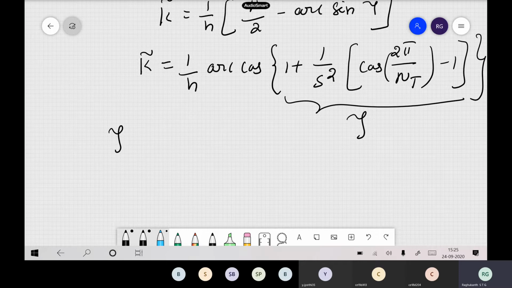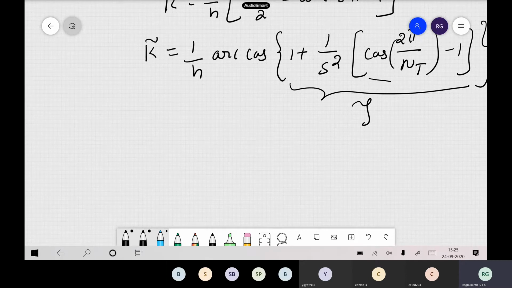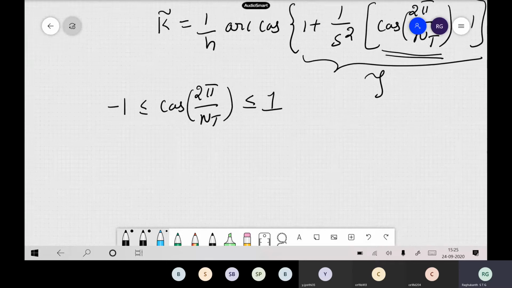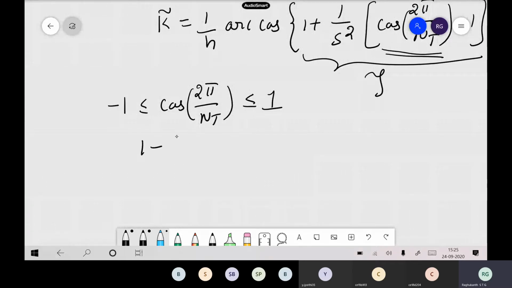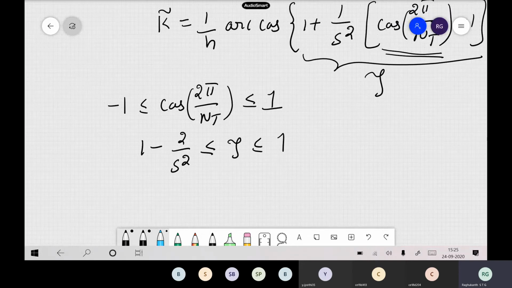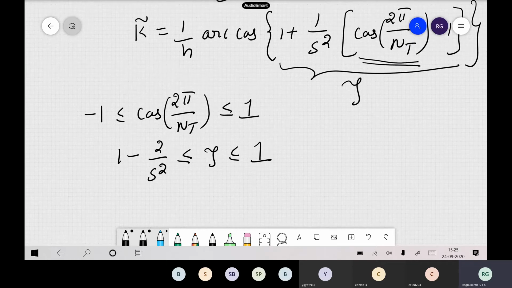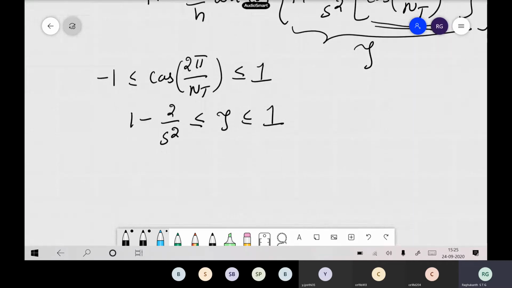Now here also, one can show that your cos 2 pi by nt, the expression inside, lies between -1 to +1. Which means your psi, this quantity 1 minus 2 by s square, one can show lies between these limits. So in this case also, psi cannot exceed 1 itself.